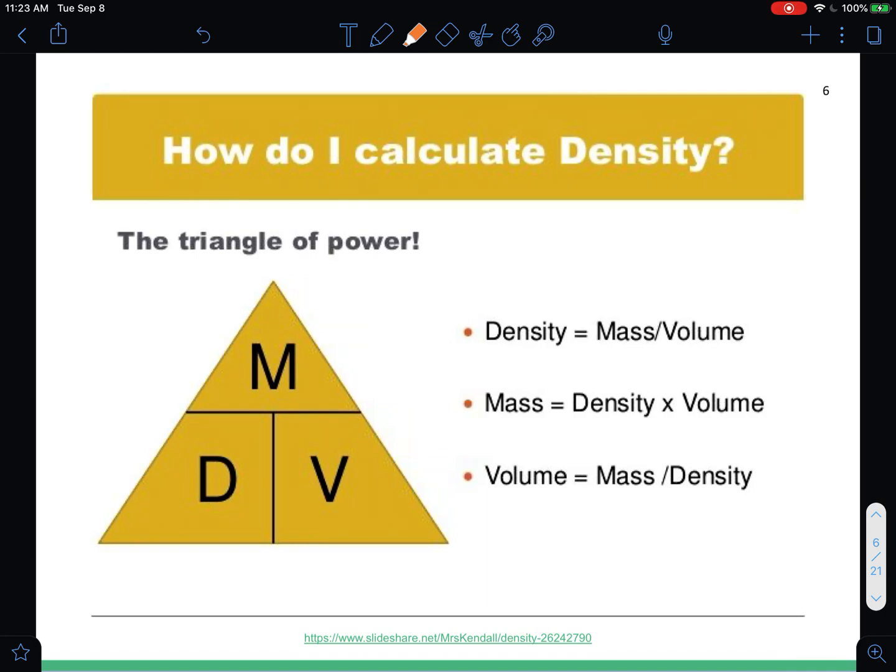Some of you guys might remember the density triangle, and if you don't, here it is. How you use this is if you want to calculate the density, you will take the mass divided by the volume. If you want to calculate the mass, you will take the density times the volume. And if you want to calculate volume, you'll take mass divided by density. Be careful with the density triangle, however. If you memorize it incorrectly, then your calculations will be wrong. So don't memorize it wrong and your calculations will be fine.